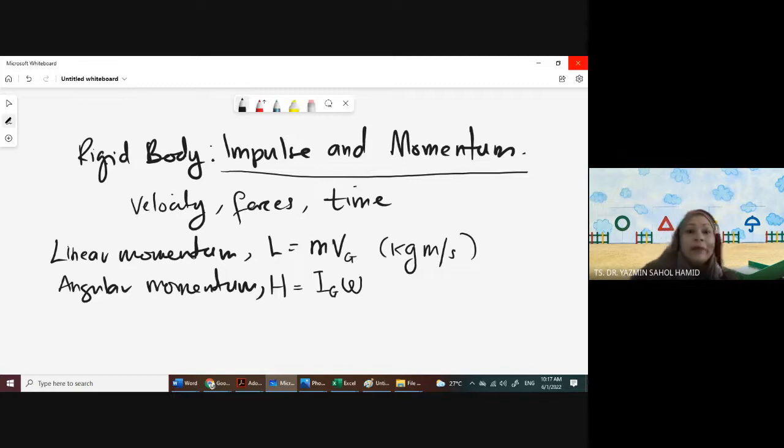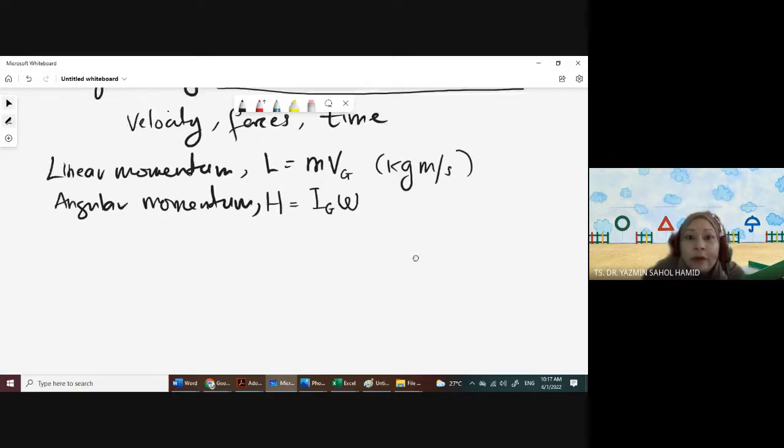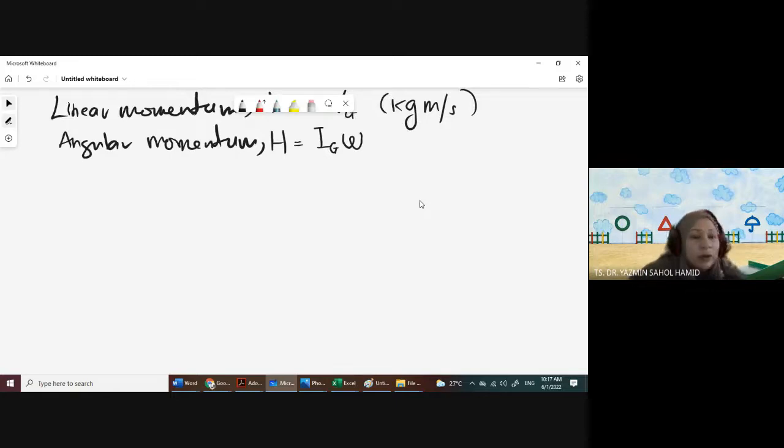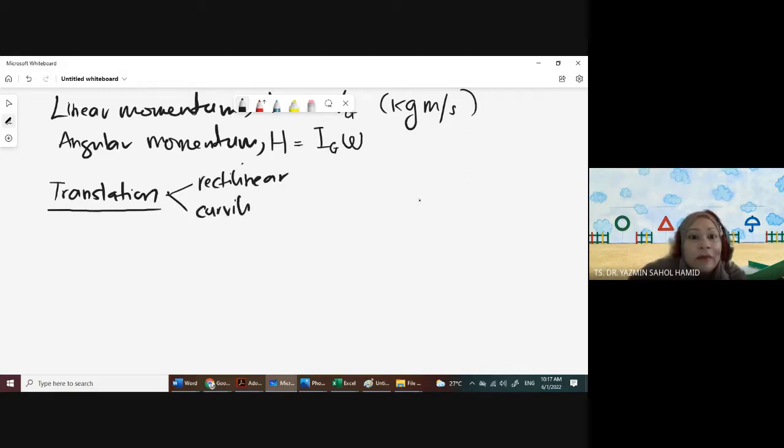Now, let's go back to a little bit of the theory, which you're familiar with. For a rigid body, the first kind of motion that can happen is translation. When a body is subjected to translation motion, it can happen in two types. I've mentioned this before: one is rectilinear, and the other one is curvilinear. We talked about this last Monday.